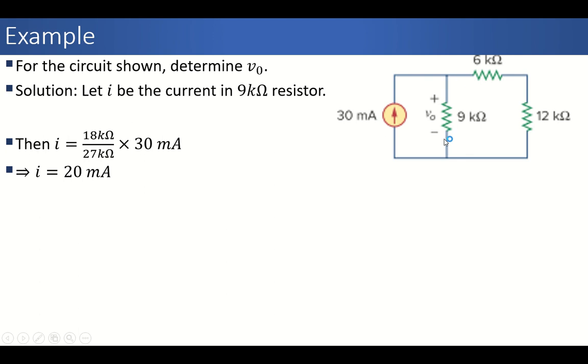Now we have the current here. Using Ohm's law, we know that voltage will be current multiplied by resistance. So 9 kilo multiplied by 20 milliampere will be 180 volts. So V naught will be equal to 180 volts.